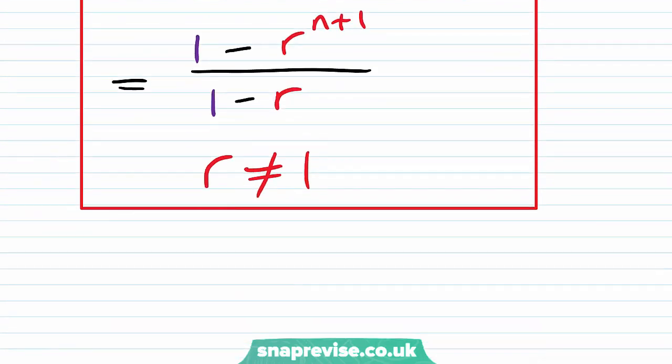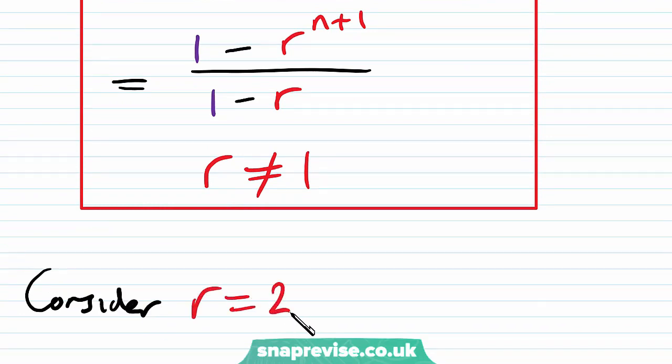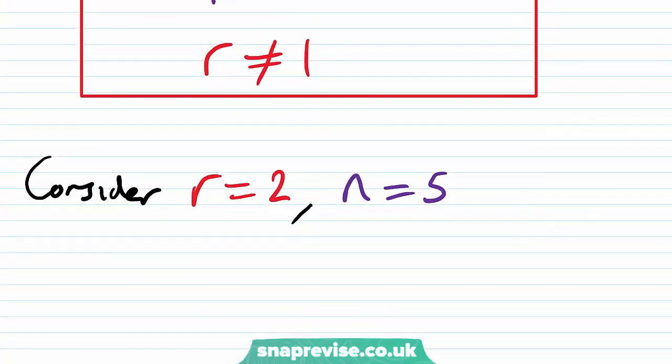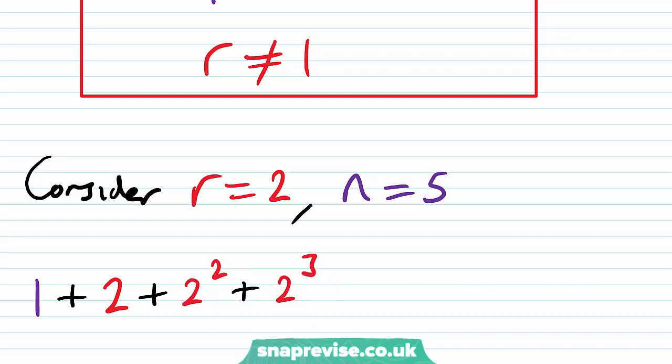So let's consider a particular case. We will consider the case when r is equal to 2, so hence that's okay, it's not 1, and then the case that n is equal to 5. The left-hand side of this formula is going to be the powers of 2 from 0 to 5. So 2 to the power of 0 is 1, and then we have the 2, and then we have the 2 squared, and then we have the 2 cubed, and we're going all the way up to 2 to the power of 5.